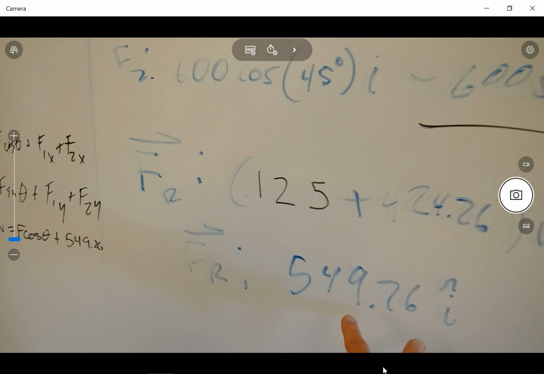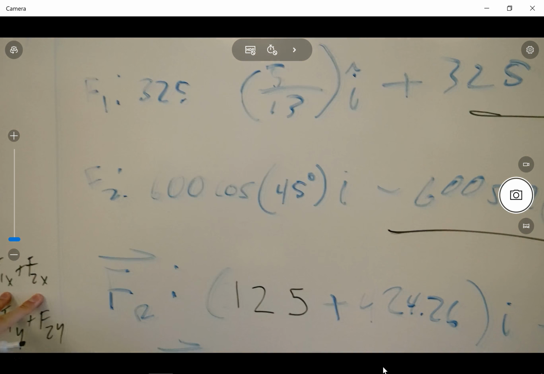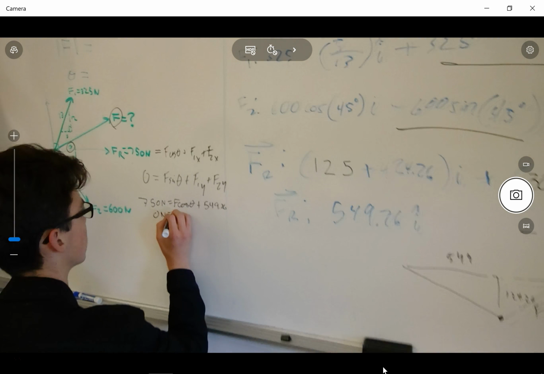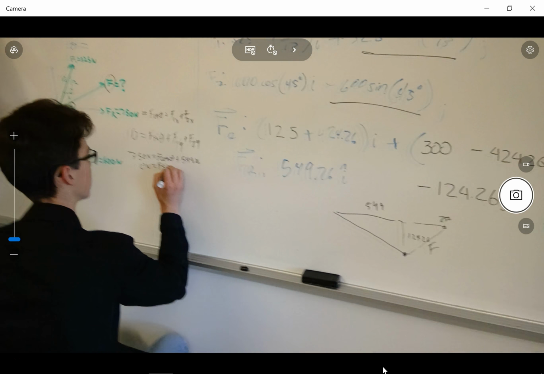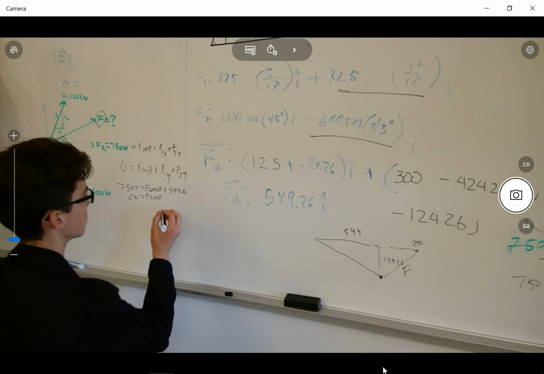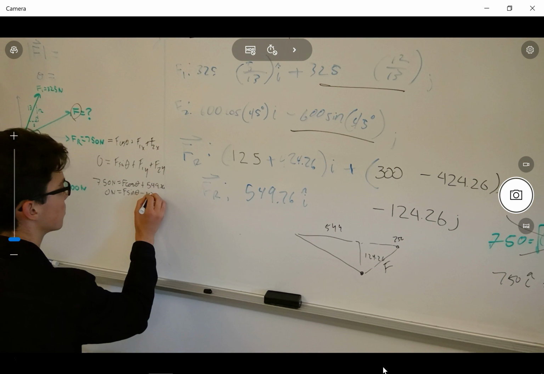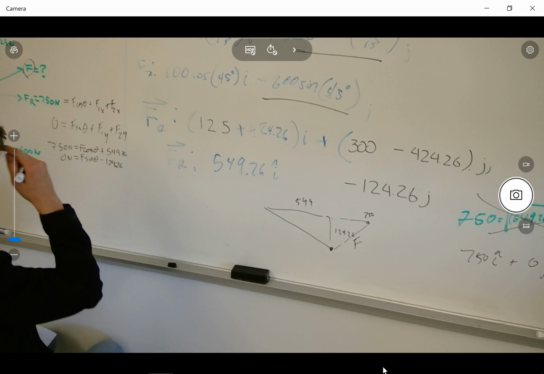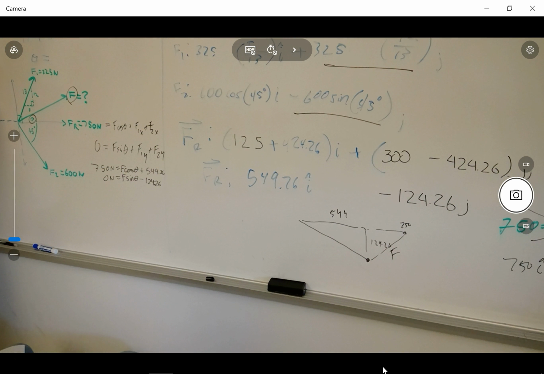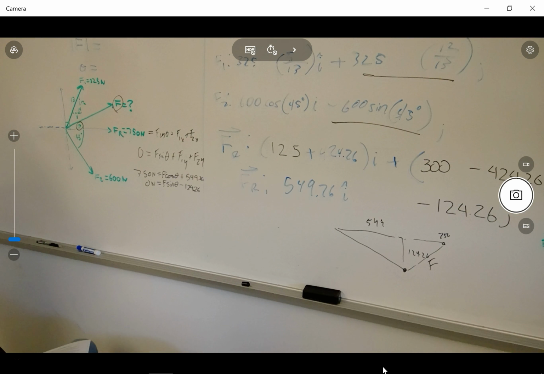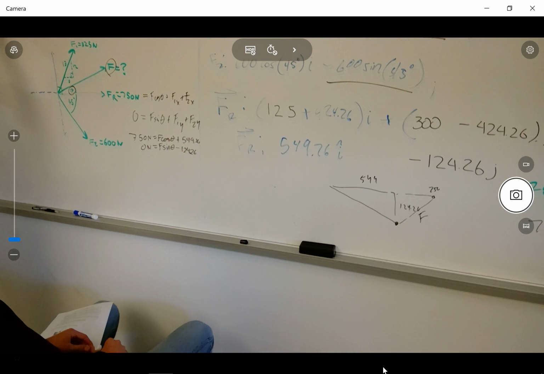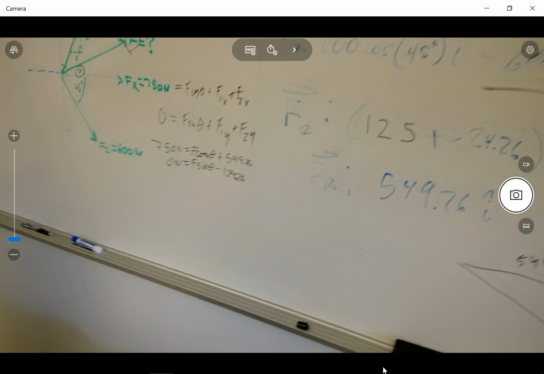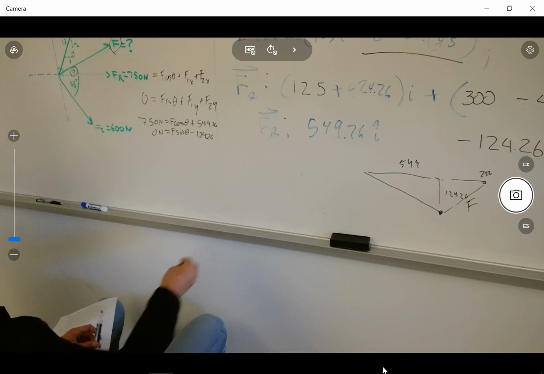Well, FR is the sum of F1x and F2x already, right? Now you can solve that. That looks a little challenging to solve. It's a nonlinear system of equations, but there's a trick to solving these, and we run into these quite often.